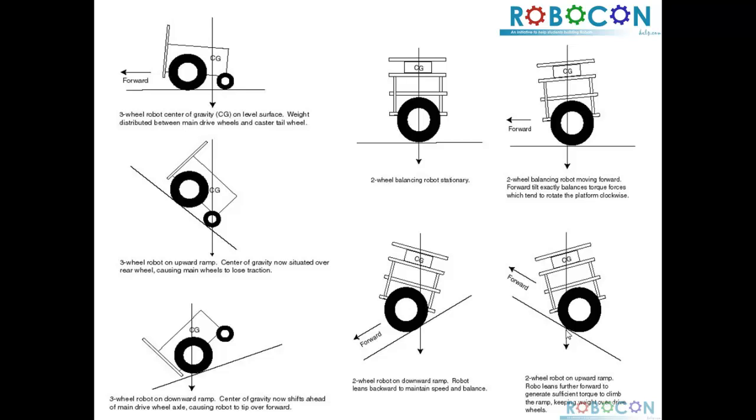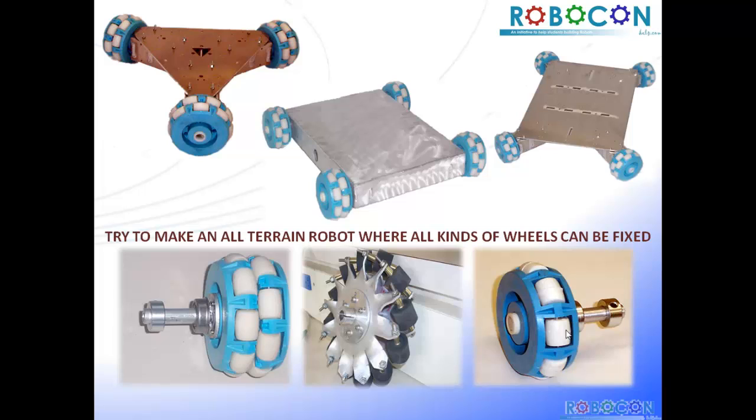The main idea is that the center of gravity or the weight of the whole robot should be in line with the wheels, or in line with the polygon, or in the case of a single line, the line connecting the contact points on the ground.